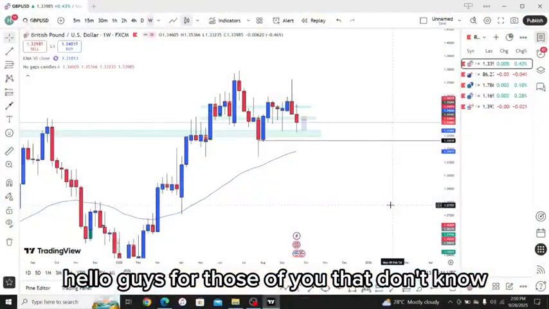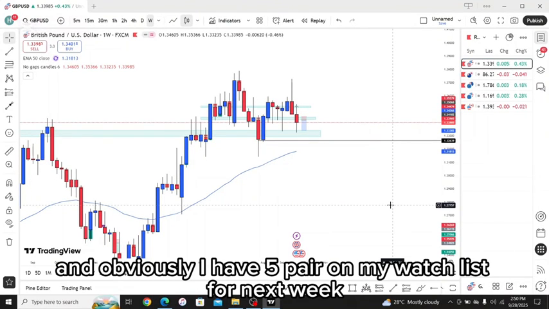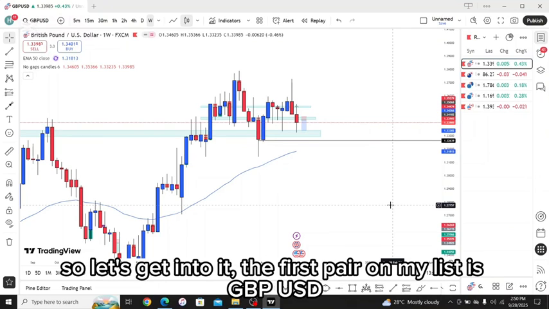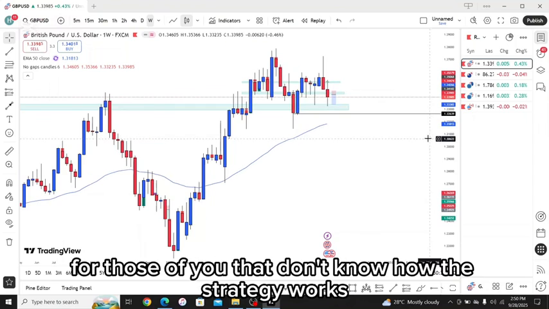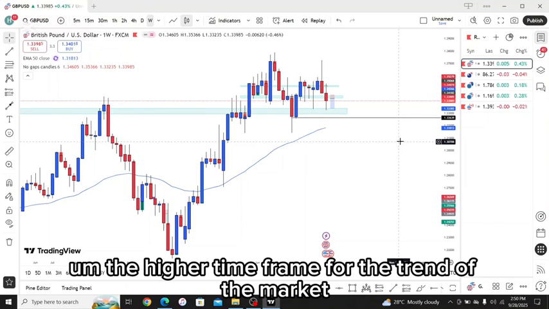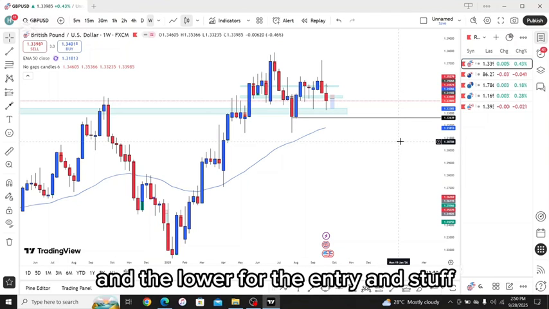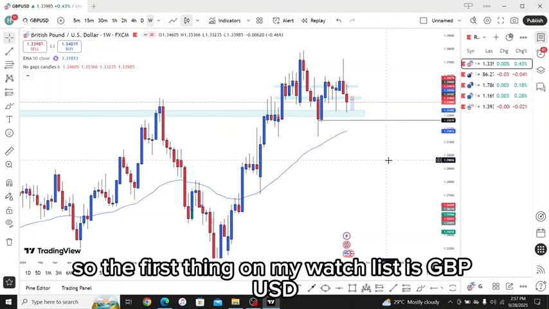Hello guys. For those of you that don't know, I trade a set and forget strategy, and I have five pairs on my watch list for next week, so let's get into it. The first pair on my list is GBPUSD. For those of you that don't know how the strategy works, it works like top-down analysis: the higher time frame for the trend of the market and the lower for the entry.